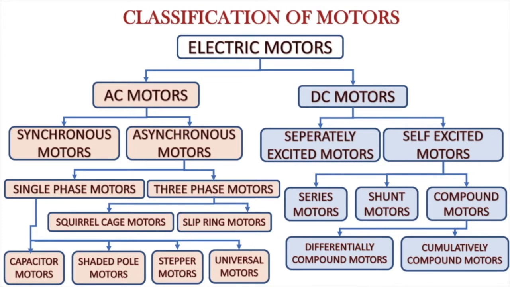If the armature and the field are electrically connected, then only a single supply is required and they are known as the self-excited motors. If the field is in series with the armature, it is known as series motor. If the field is connected in parallel to the armature, it is known as shunt motor. And if we have both the series and the shunt fields, then it is known as a compound motor.